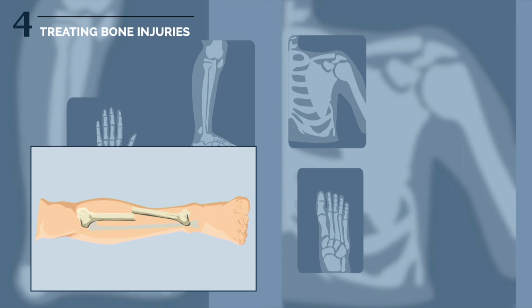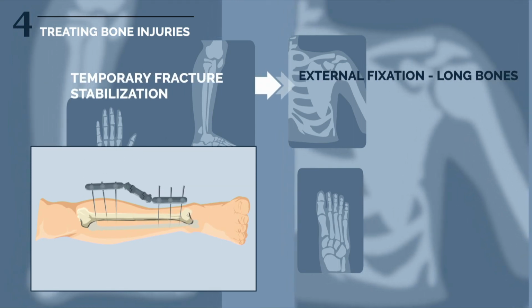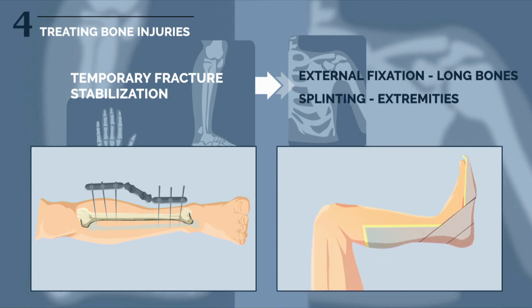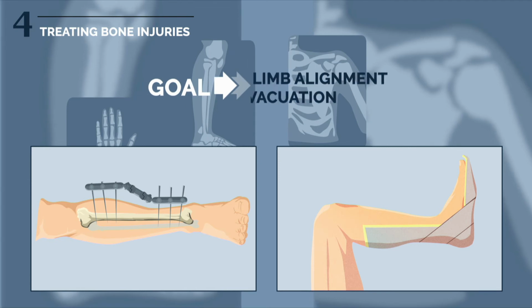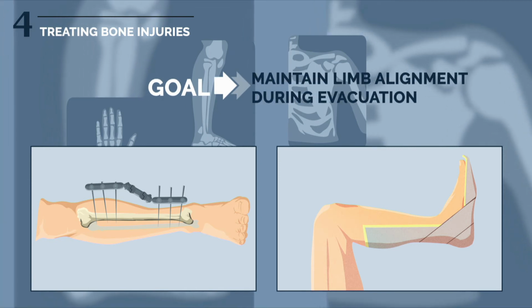In the field, fractures are temporarily stabilized using external fixators for long bones and splints for the extremities. The goal is to maintain the alignment of the limb during casualty evacuation in order to limit pain and later complications.